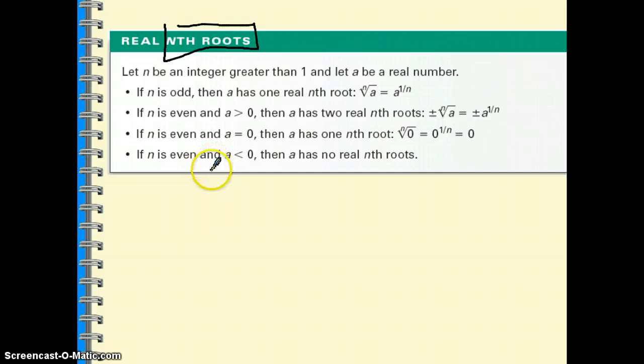First off, when we're talking about nth roots, this n is going to be an integer greater than 1, and we call this an index. When we deal with these roots, that number n, we'll often refer to as an index. The number has to be an integer, meaning 1, 2, 3, 4, 5, 6, or the negative counterparts. But typically we want it greater than 1, and we want a to be a real number. So we're not dealing with i here, no imaginary numbers, only real numbers for this part.